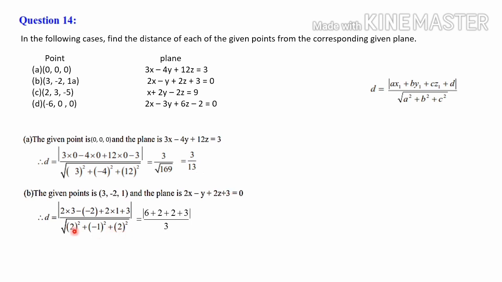No need to change the sign because it is already in standard form. Divided by root of a square plus b square plus c square. A is 2, b is minus 1, c is 2. So 2 square plus minus 1 the whole square plus 2 square. That is equal to here 2 into 3 is 6, 6 plus 2, 8. Then 8 plus 2 into 1 is 2, then plus 3, divided by root of 2 square is 4 plus 1, then 4 plus 1 is 5, 5 plus 4 is 9. So root of 9 is 3. That is equal to 6 plus 2 is 8 plus 2 is 10, 10 plus 3 is 13. So 13 divided by 3 is the required distance.